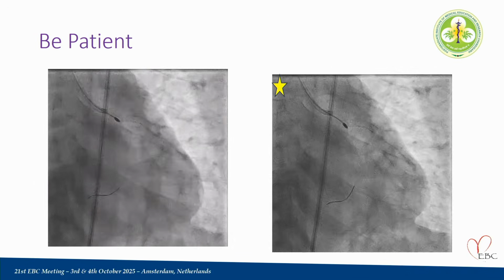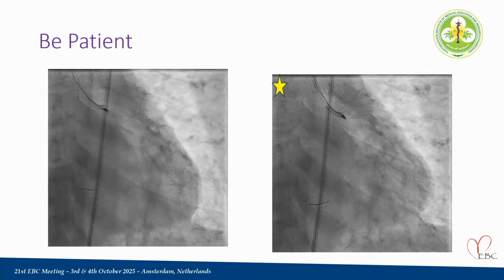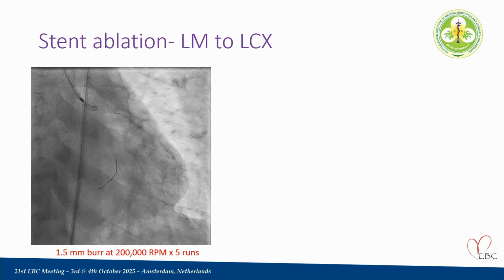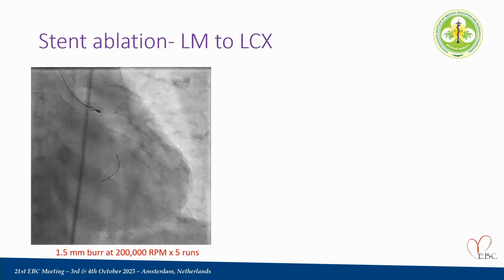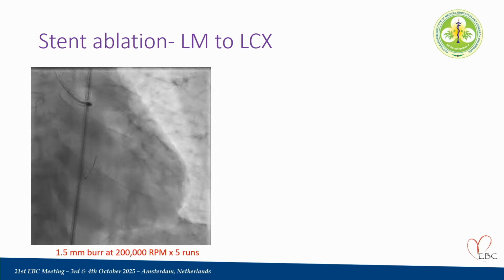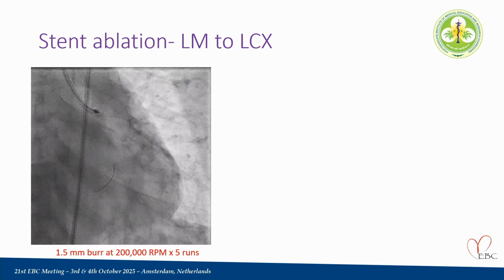I'll just let it play, and then you see the cone of the rotablator has actually crossed the closed cells, and it has actually made some way into the circumflex. And then we successfully ablate the stent struts into the circumflex at 200,000 RPM, and we do 5 runs of this.